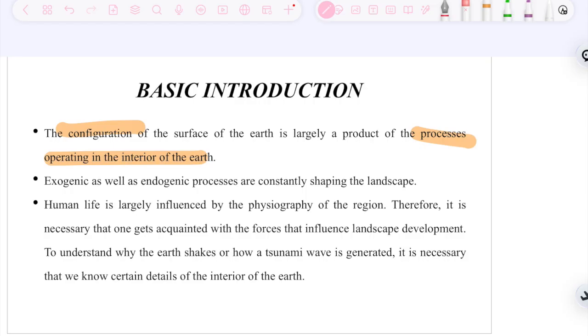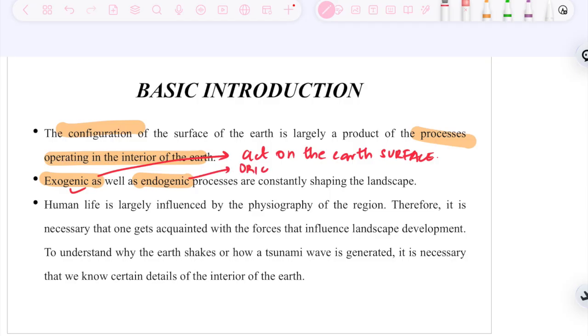But at the same time, the landscape is continuously shaped by two processes, that is exogenic and endogenic. Now let's understand what these processes mean. When we talk about the exogenic process, these are the processes which originate or act on the Earth's surface. And when we are discussing the endogenic process, these originate inside the Earth.